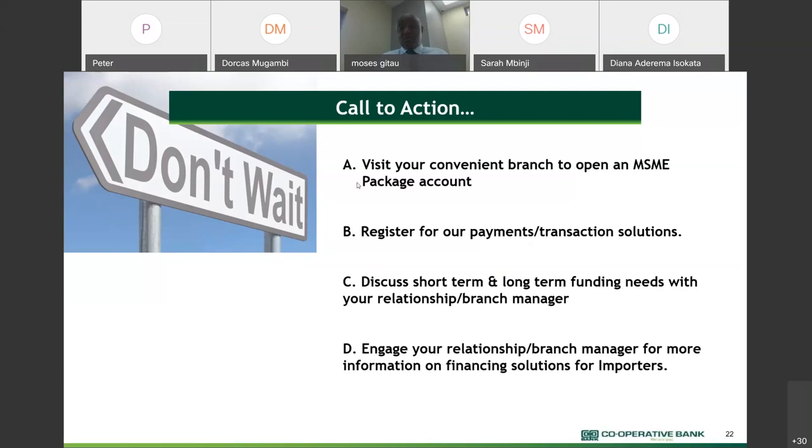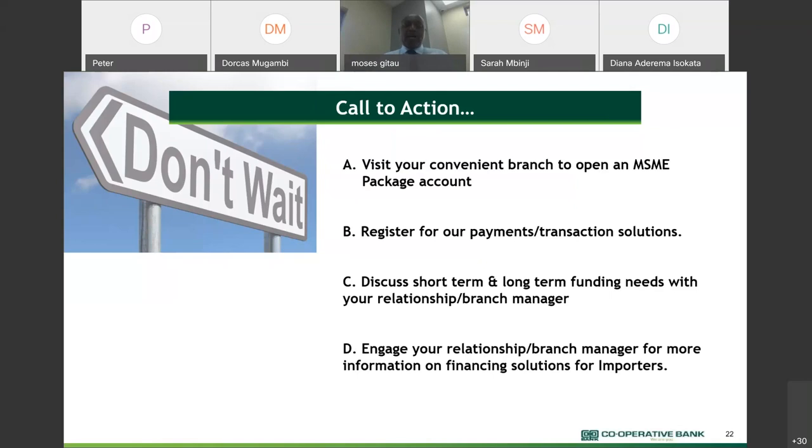Number two, as you onboard on that package account, ensure you also register on the payment solutions and transaction solutions. What do these do for you? Number one, they'll help you do collections in terms of the payments that you'll be receiving from customers. You have moved more electronic. Banks will tell you over 90% of the transactions are being done on alternative channels. So the collections that come in may not be cash. So if it's Lipa na M-Pesa, ensure you have registered and linked it to your package account, so you are able to collect.